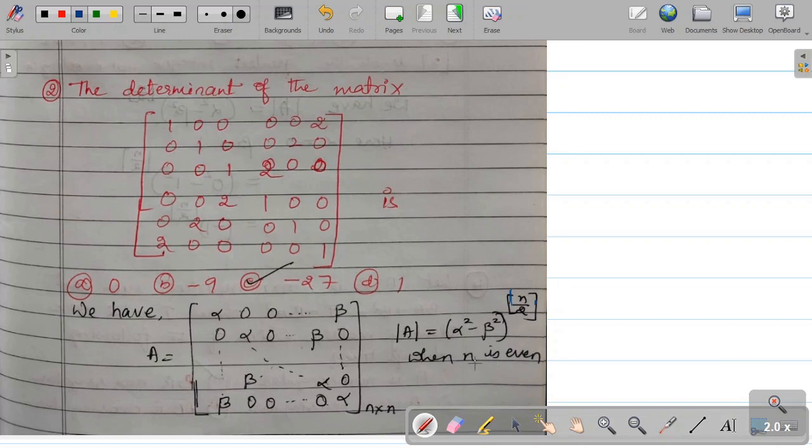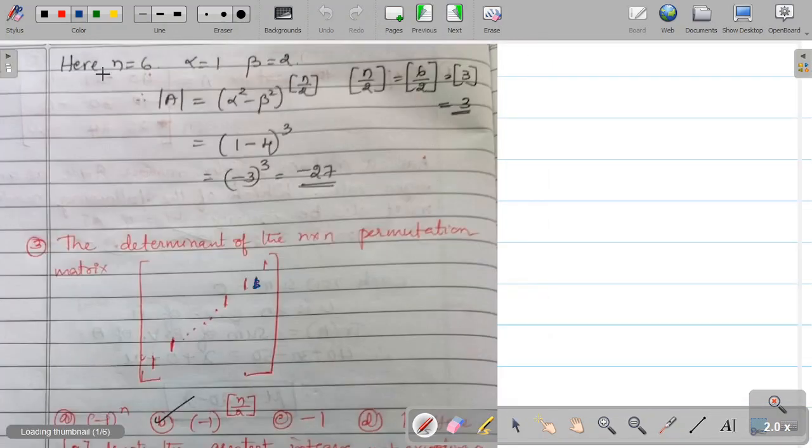Here in this case n is even, so this is for any general formula. n equals the number of rows. Here there are 6 rows or columns, that is the size of the matrix. So alpha equals 1, beta equals 2. Let me substitute in this formula. So we will get 1 square minus 2 square to the power 6 by 2. Greatest integer of 6 by 2 is nothing but greatest integer of 3, as it is an integer, equal to 3.